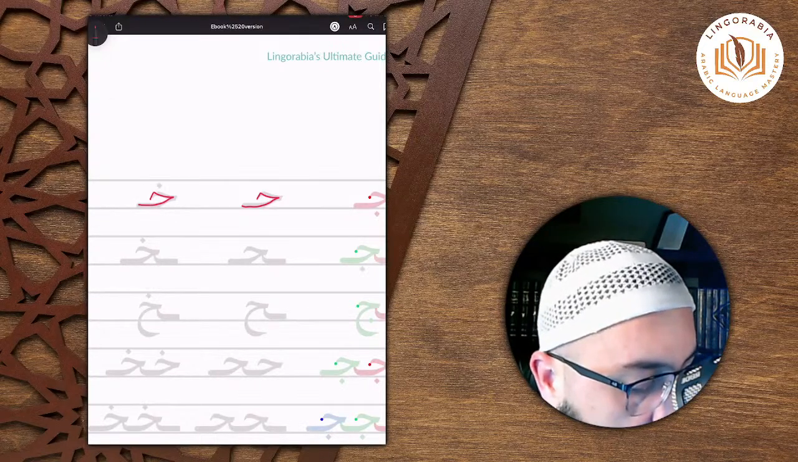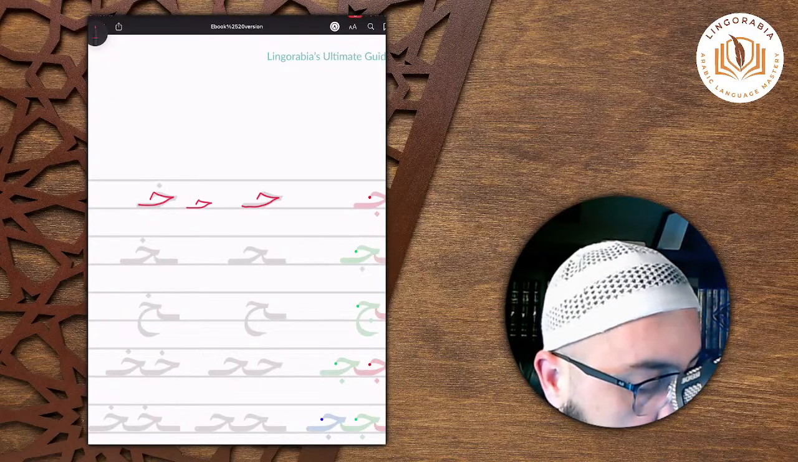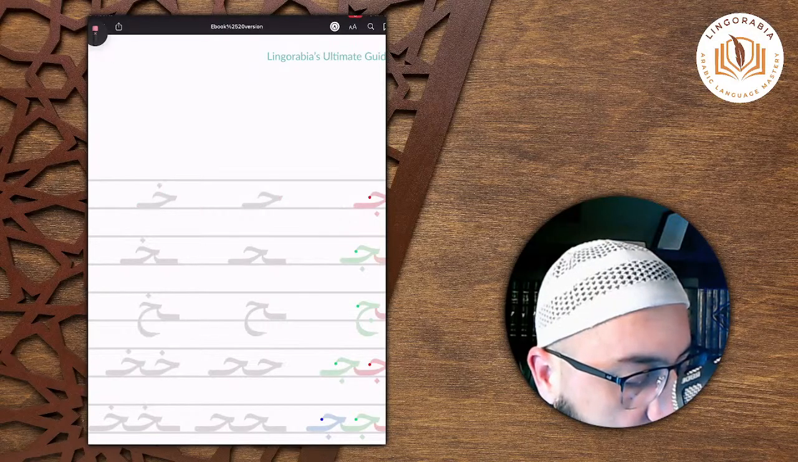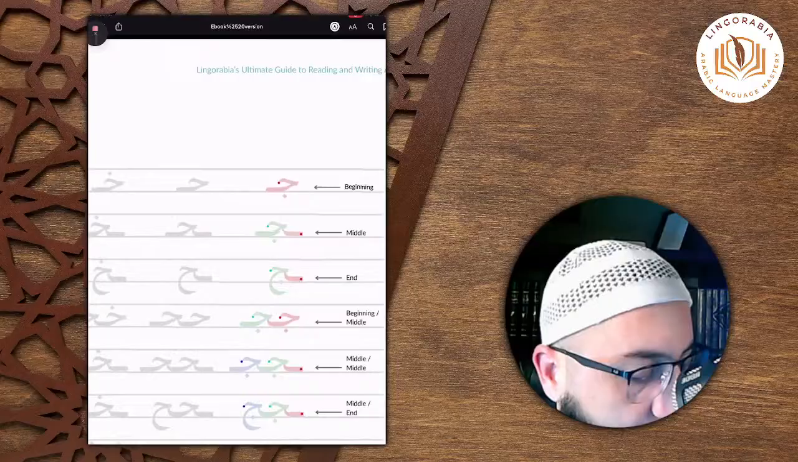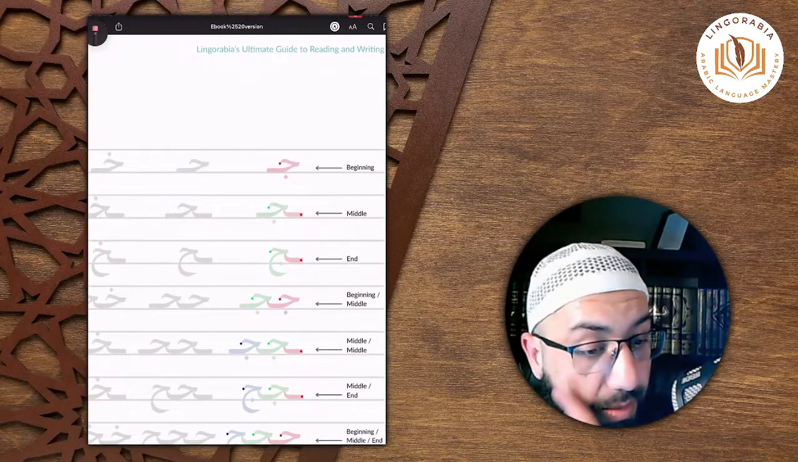Okay, you do it in one go. You write it in one go, and afterwards you add the dots. So this is how you write it in the beginning.